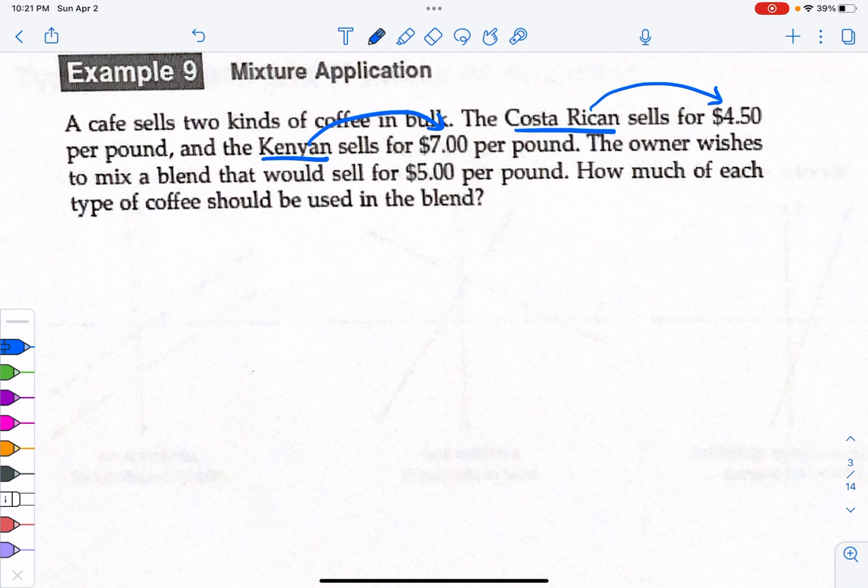Okay, so here's the deal. The key here is, and this is kind of confusing, they're talking about per pound, okay? So I want it to end up eventually being $5 per pound. So that means my Costa Rican plus my Kenyan blend has to be equivalent to 1 pound, okay? Whatever amounts I have of each one has to be equivalent to 1 pound, okay?